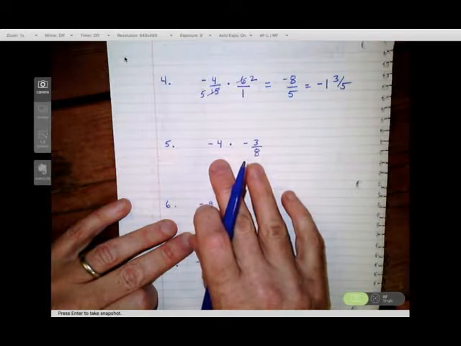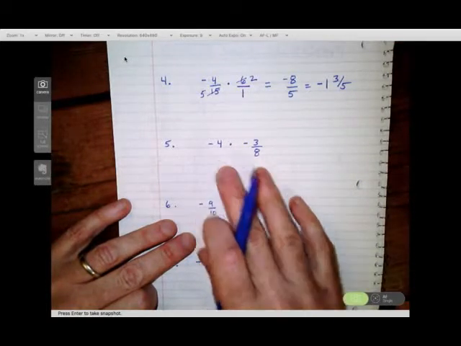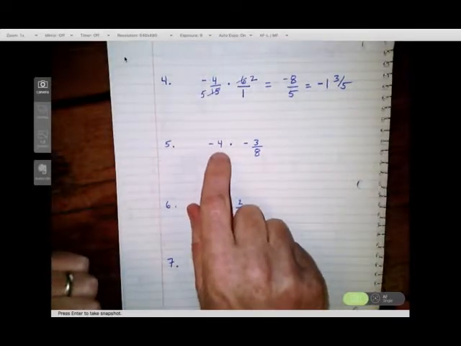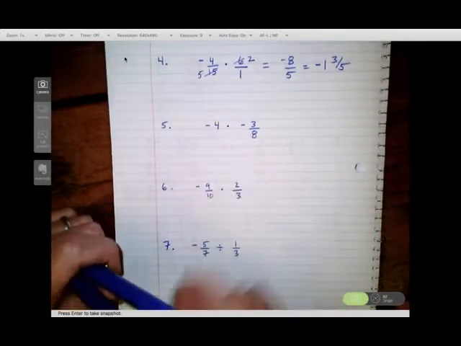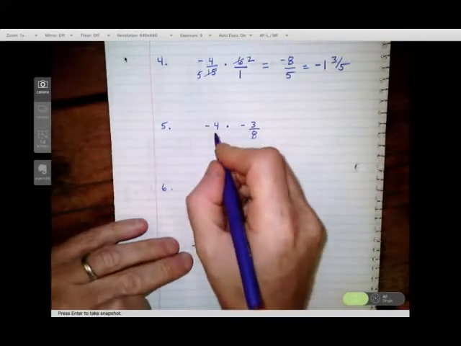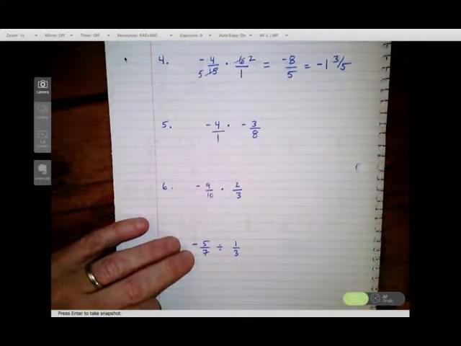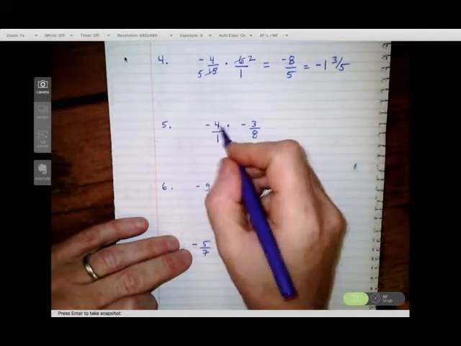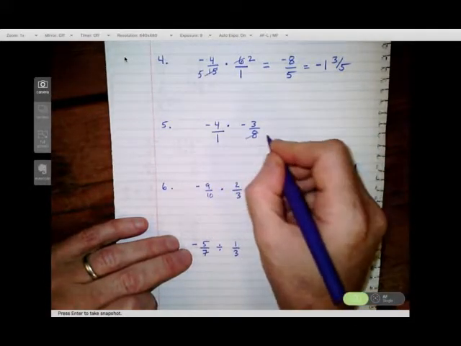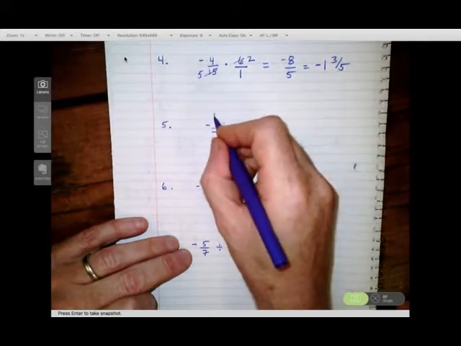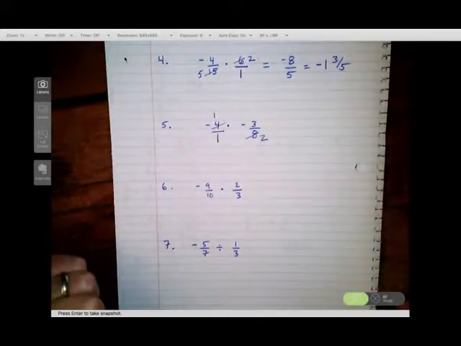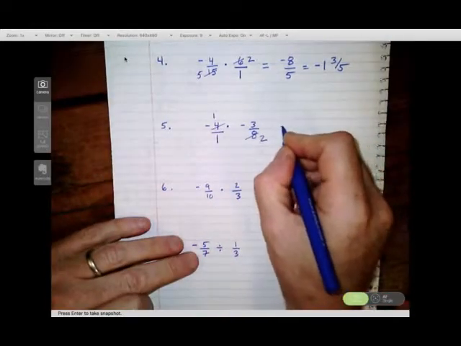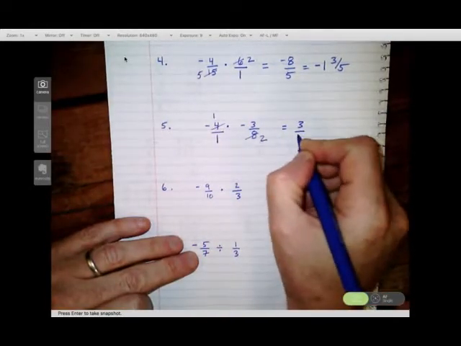For this next one, we got the same signs. They're both negative, so our answer will be positive. But let's do what we did up above on the last problem. Let's make that negative 4 into a whole number by putting a 1 on the bottom. And let's see what we can do cancel-wise. So 4 and 8. Well, look at that. 4 goes into both of those. So this becomes a 2. That becomes a 1. So now we got negative 1 times negative 3. That's positive 3. And 1 times 2 is 2.